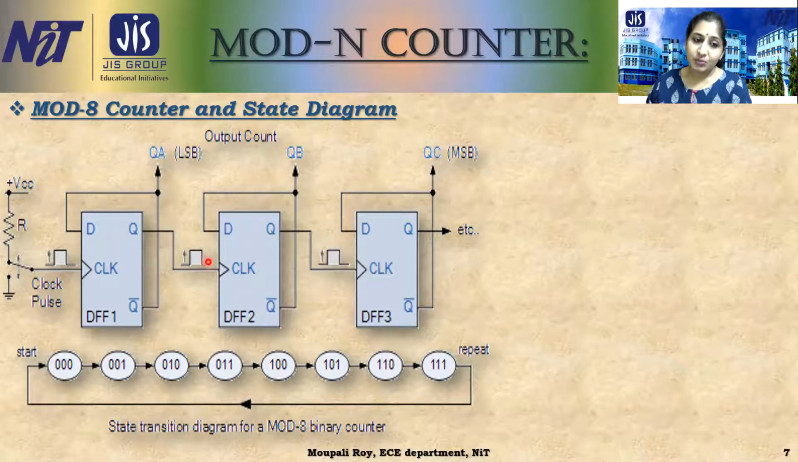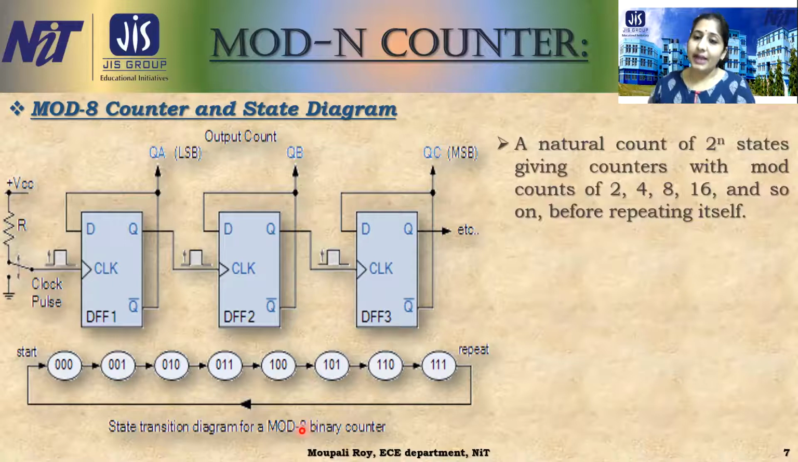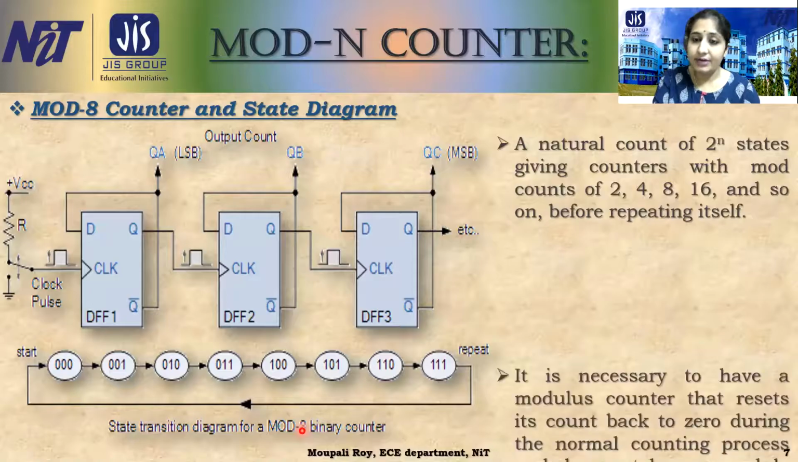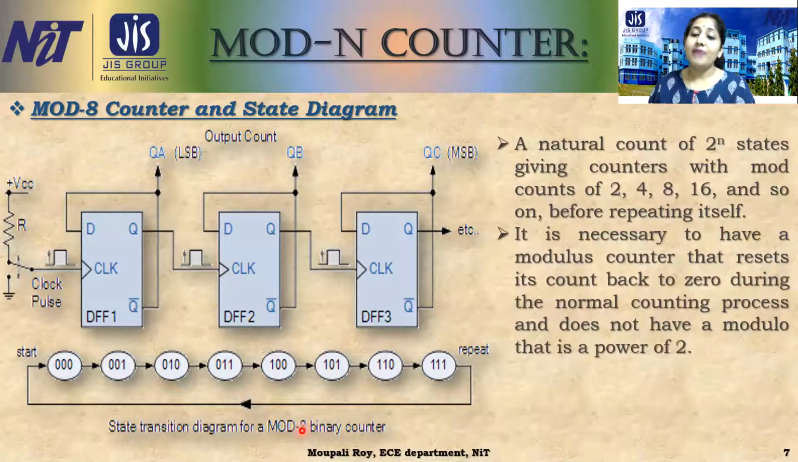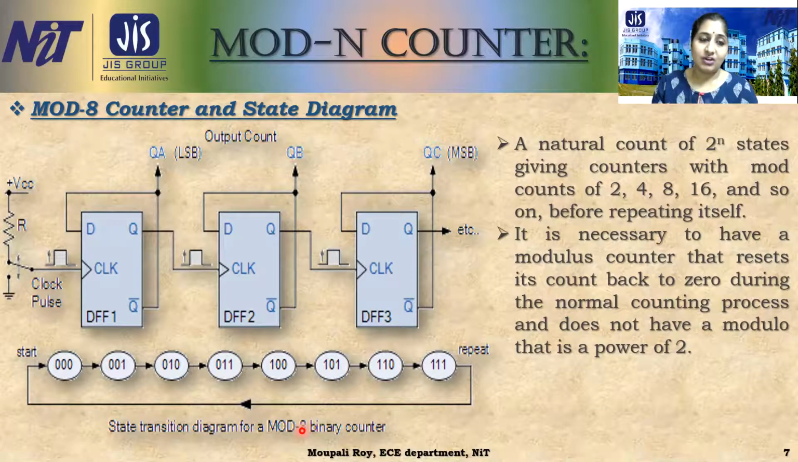See, this is the output of this one, this is the output of this one. In that way we have flip-flop 1, flip-flop 2, flip-flop 3. So a natural count of the 2 to the power n states gives the counter, a mod counter, that is 2, 4, 8, 16, and then repeating. So it is necessary to have a modulus counter that resets its count back to 0 during the normal counting process and does not have the modulus in a power of 2. Okay, so that is the basic concept.